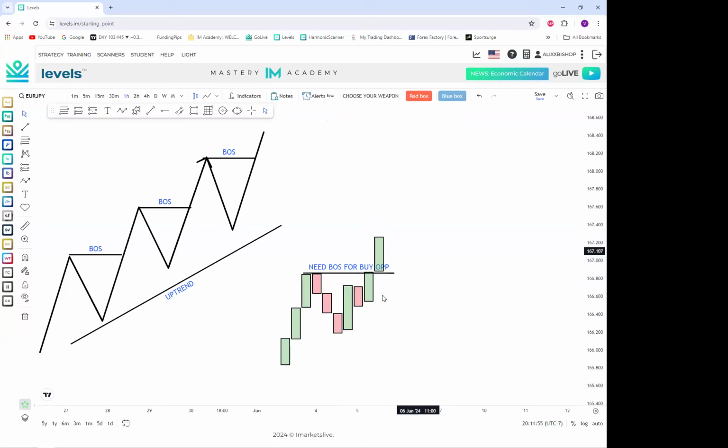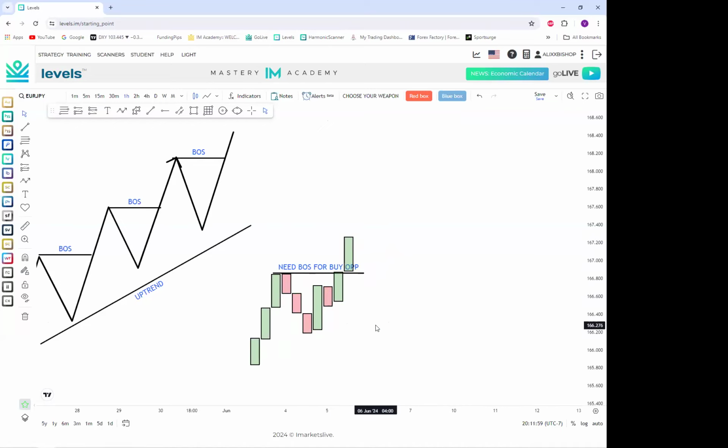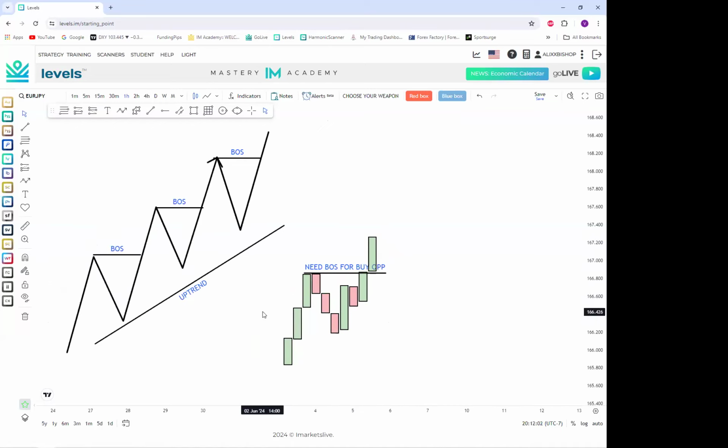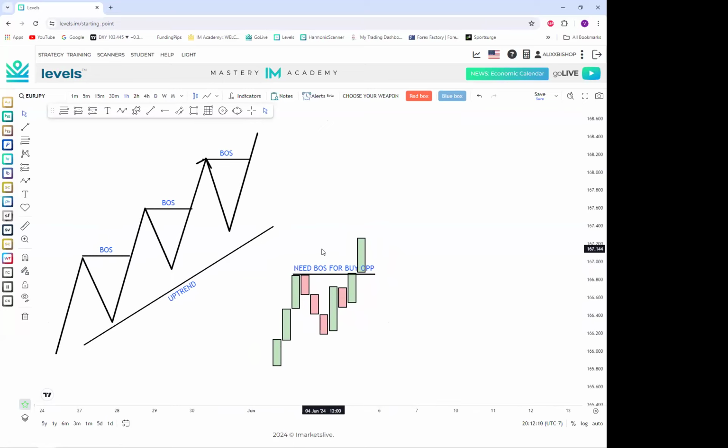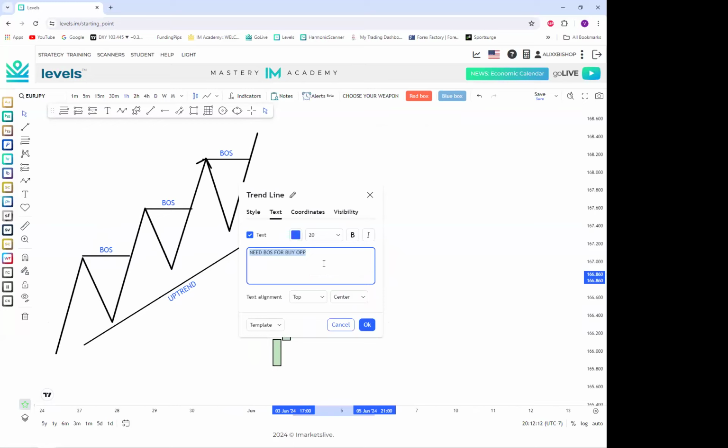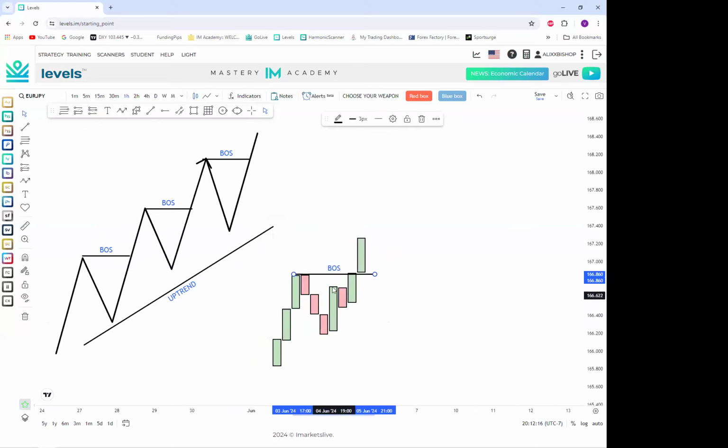Awesome. So look at this, guys. Did we just get a break of structure to the upside? Yes or no? Unmute. Type it in the chat. Yes. Yes, we just got a break of structure to the upside. Right? So now let's change this. Let's confirm this. We just got the BOS. Boom. That lets us know market wants to continue higher.